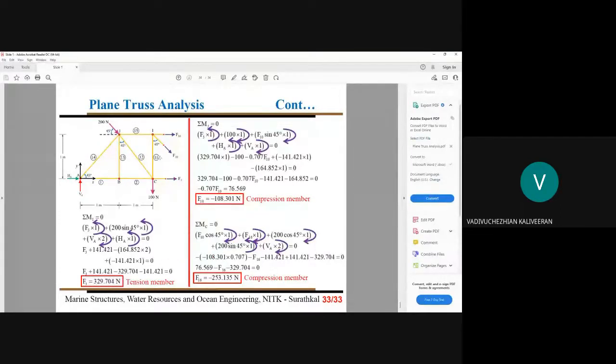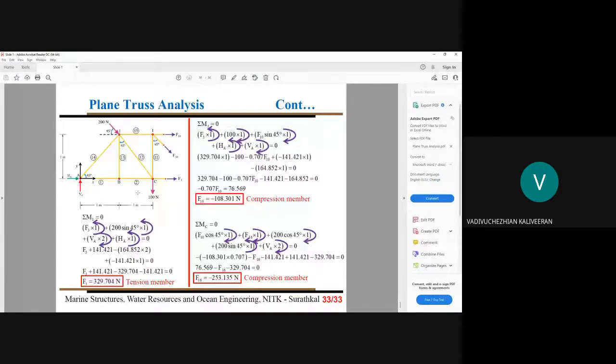Now, how many joints are involved in this left-hand side free body diagram? When you consider this problem, we have a total of 5 joints in this particular section. I'm talking about not the whole diagram. In this particular section, we have 5 joints involved, like A, B, C, I, J.